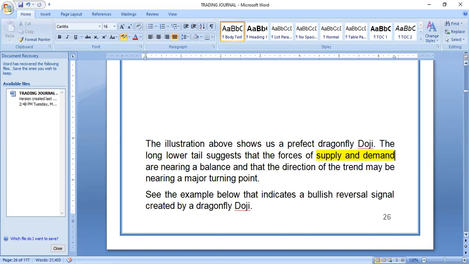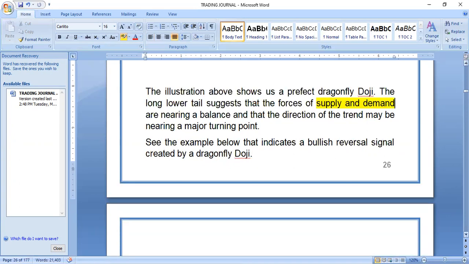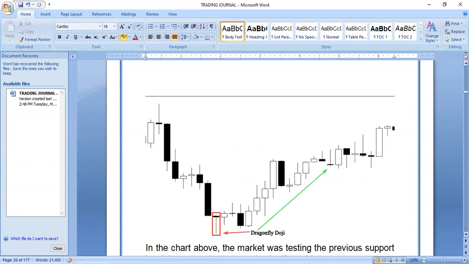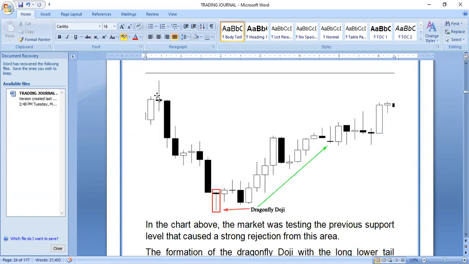Okay, you can see how the doji has been used to indicate a bullish reversal. In the chart, you can see sellers were in control. Then what happened after a dragonfly doji was formed? Buyers came into control because you can see there is a lot of pressure. Buyers are pressing high, they are pushing sellers. Then at this particular juncture, they won, and the trend reversed from bearish to bullish.